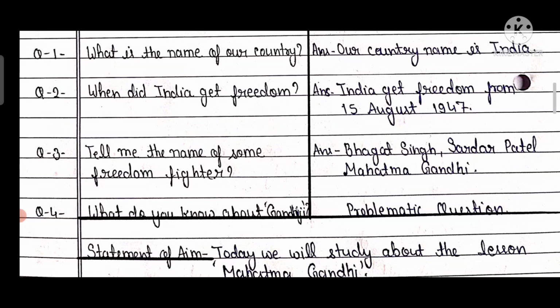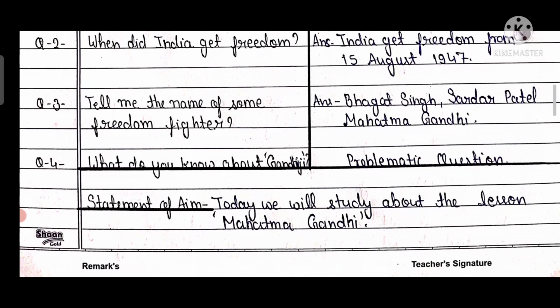After that, we will give a statement of aim. The statement of aim is always in future tense. Today we will study the lesson Mahatma Gandhi under English prose.